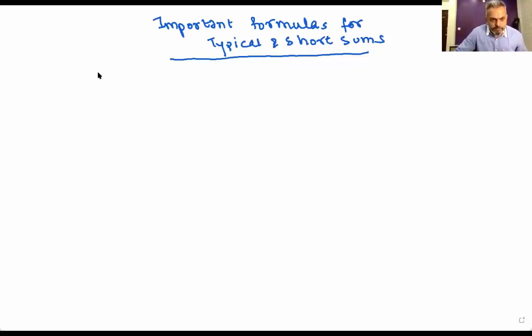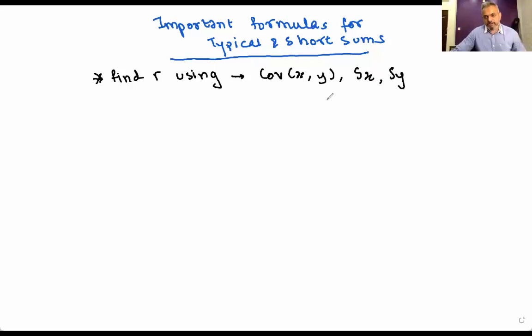Now here we are going to find the correlation coefficient r using covariance x comma y, standard deviation of x, and standard deviation of y. First let's understand how we find covariance x comma y.